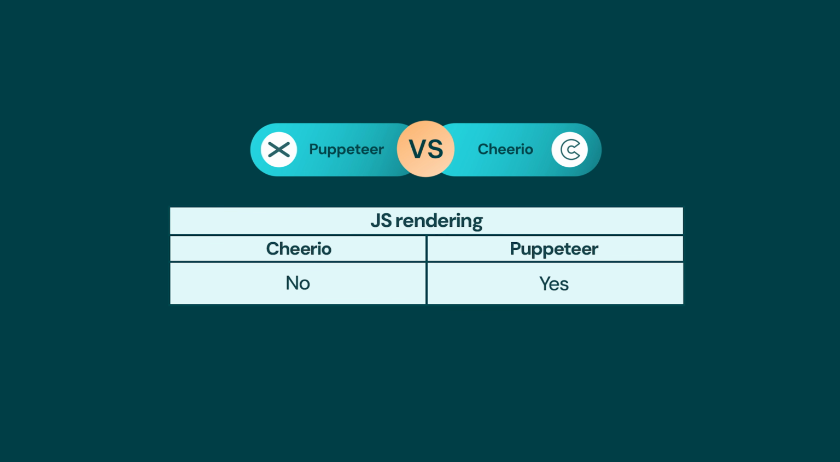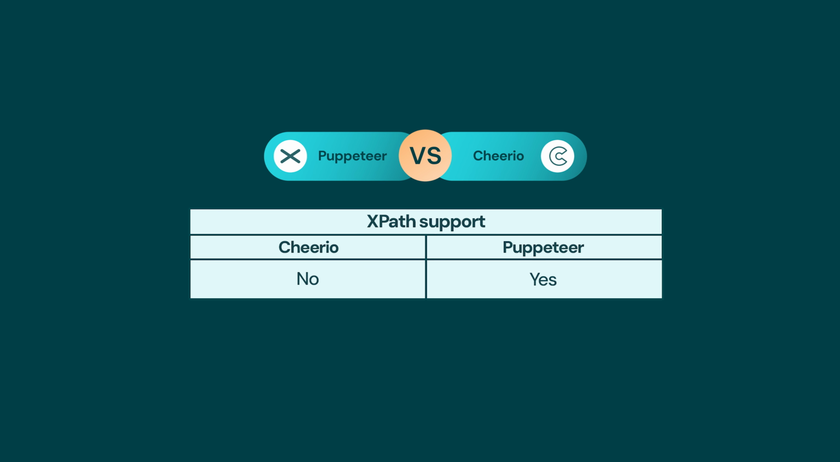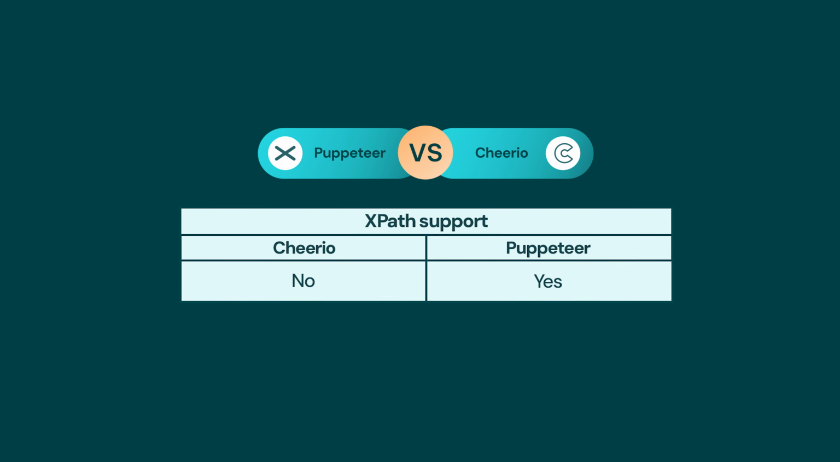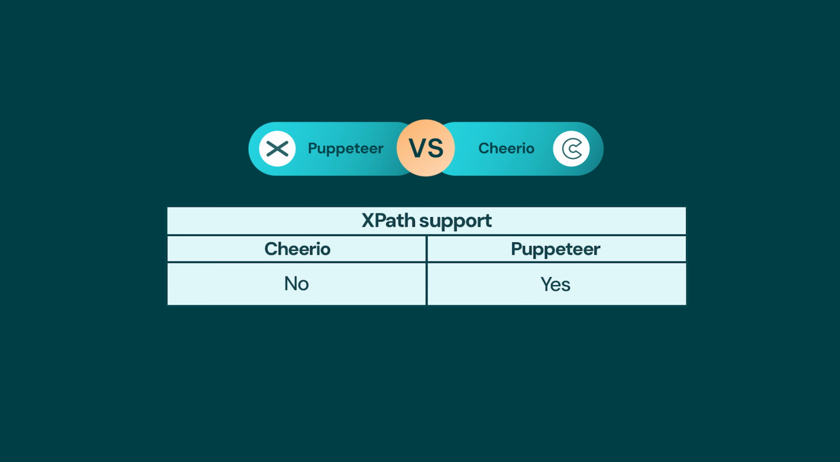CSS selectors. Both tools support CSS selectors, so if you're switching from one to the other, your selectors carry over. XPath support. Cheerio has no native XPath. If your existing workflow depends on XPath queries, you'll need to rewrite your selectors or add a separate parser.